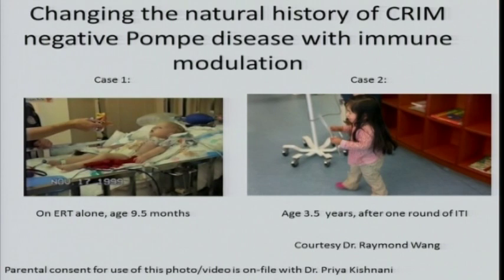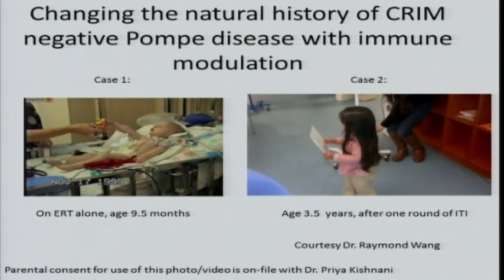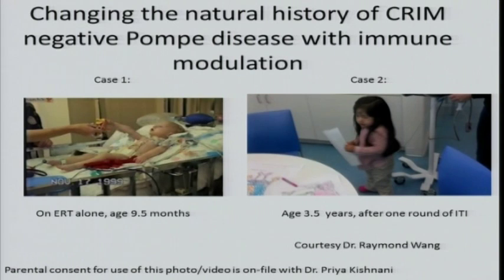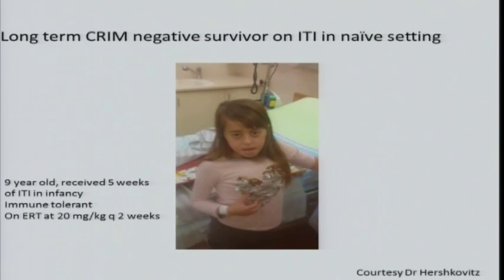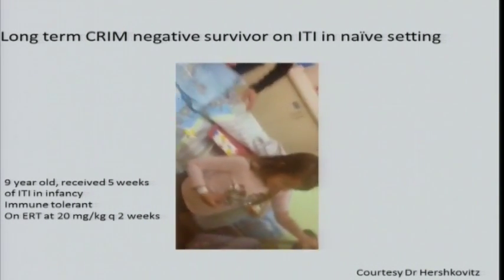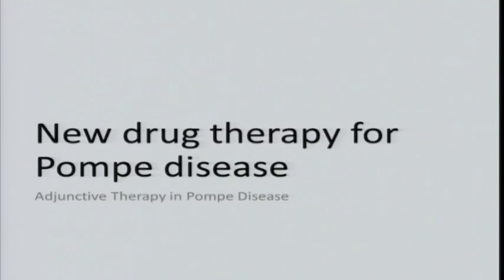I'm going to bring you back full circle to baby John, and this was him at 9.5 months. And this is now another baby who's CRIM negative, who has been treated with immune modulation, and you can see is walking and doing well. And then here is our oldest little girl, treated, who was CRIM negative, from Israel. And this is her. She received immune modulation in the naive setting, and you can appreciate that she is today alive at 9 years of age.